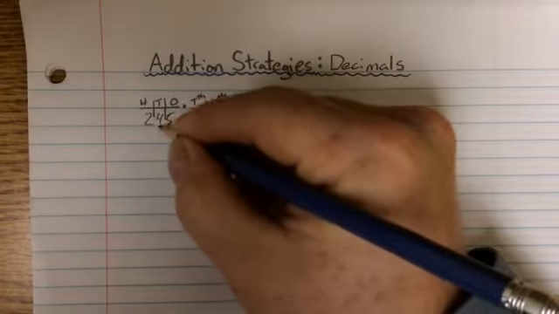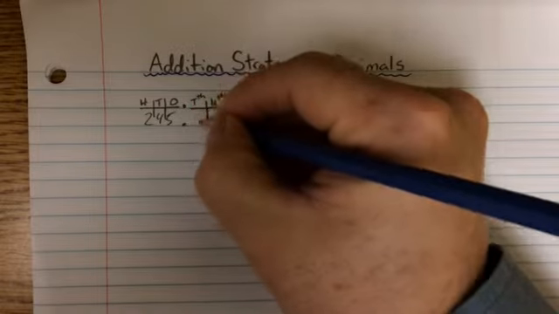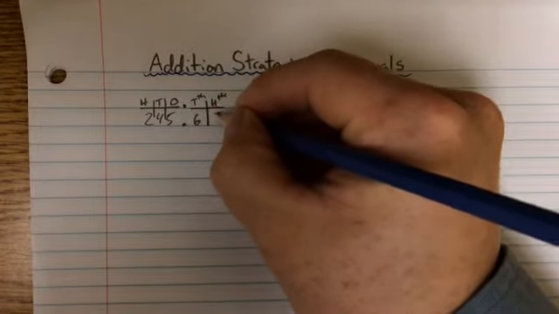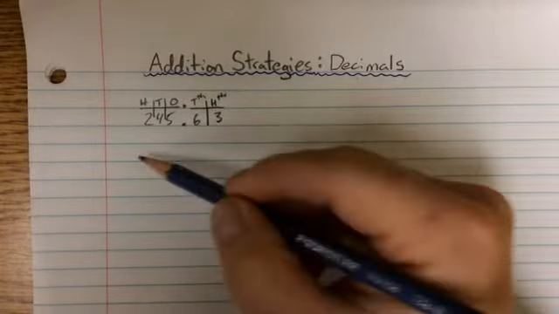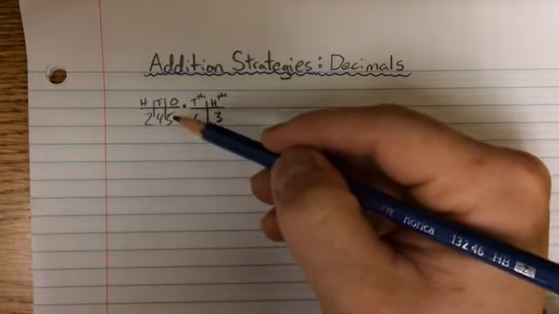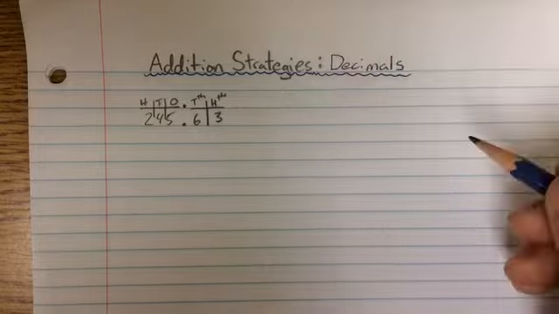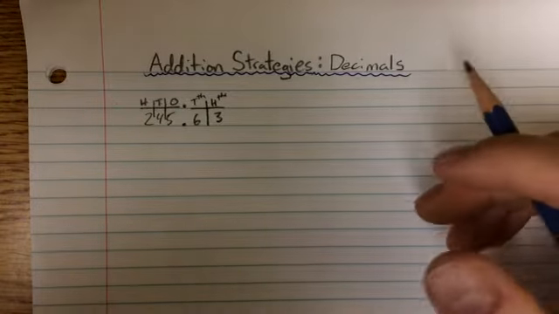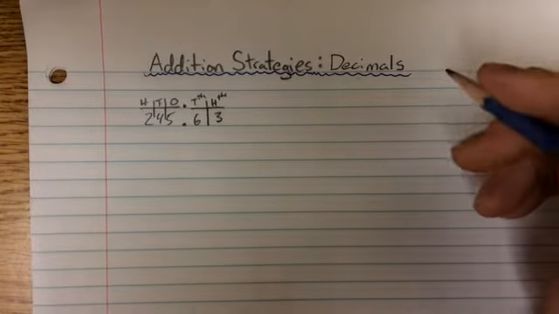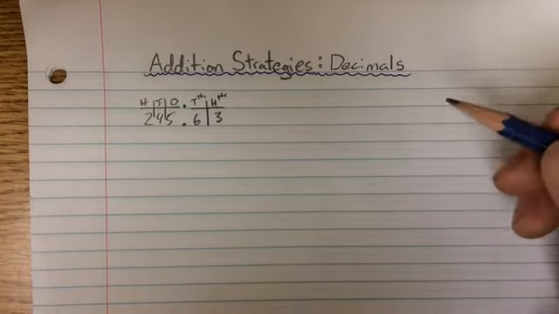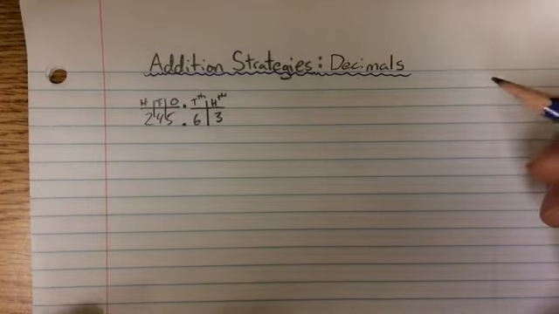So if we have 245.63, we have the 2 in the hundreds, the 4 in the tens, 5 in the ones, 6 in the tenths, and the 3 in the hundredths. And why this is important is especially when we start getting to strategies like stacking our numbers, we just need to know what value each digit individually has.